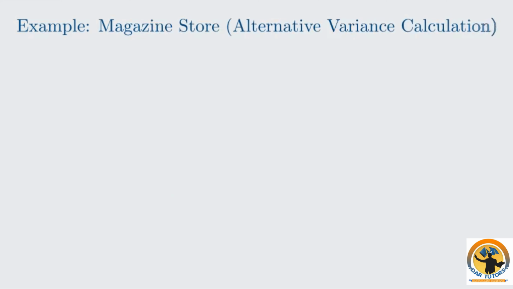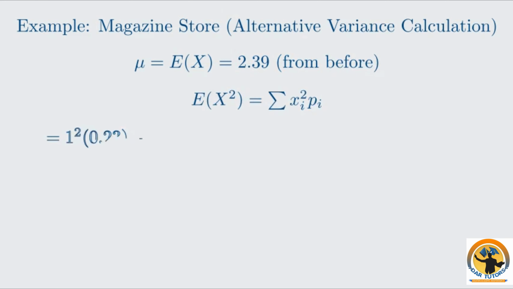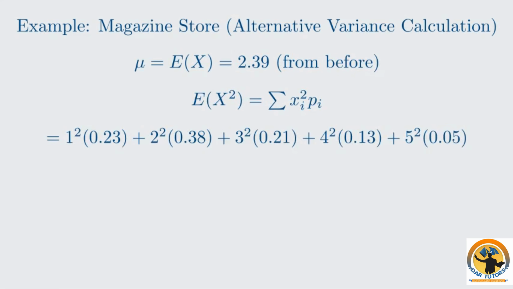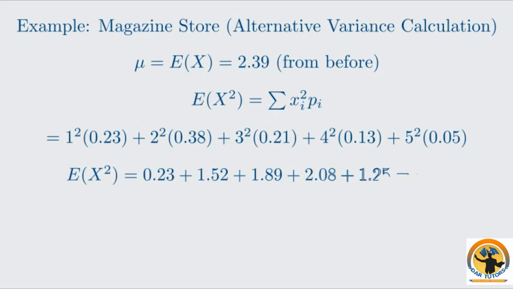Let's use this alternative formula to recalculate the variance for our magazine store problem. The mean mu is 2.39. We already calculated it. Now we need to find E of x squared. We square each x value, multiply it by its probability, and sum them up. Calculating this gives us 6.97.